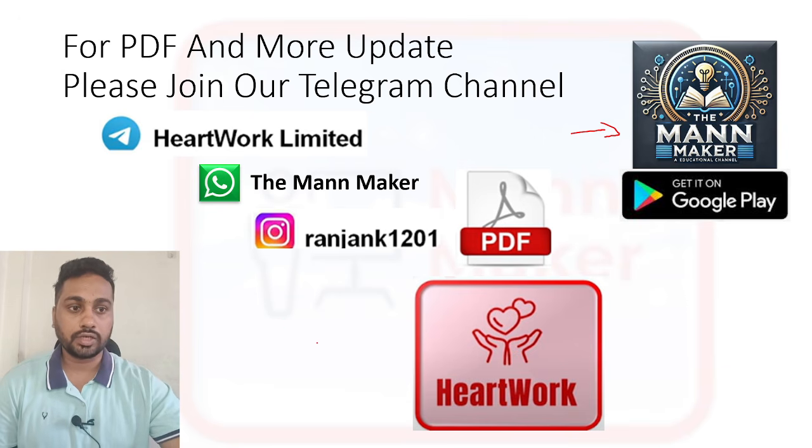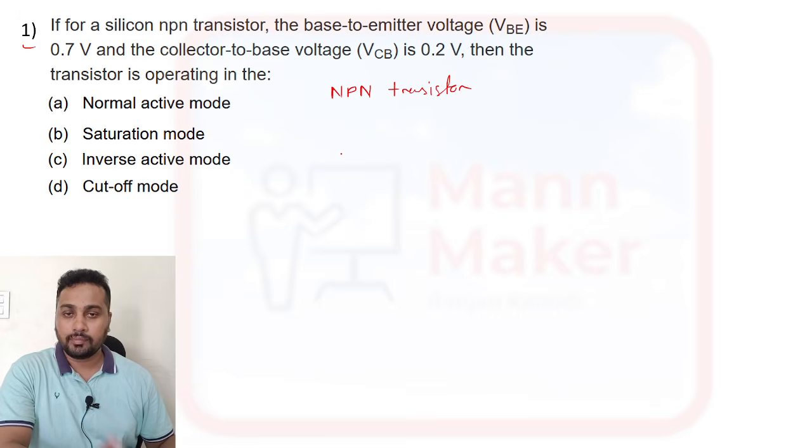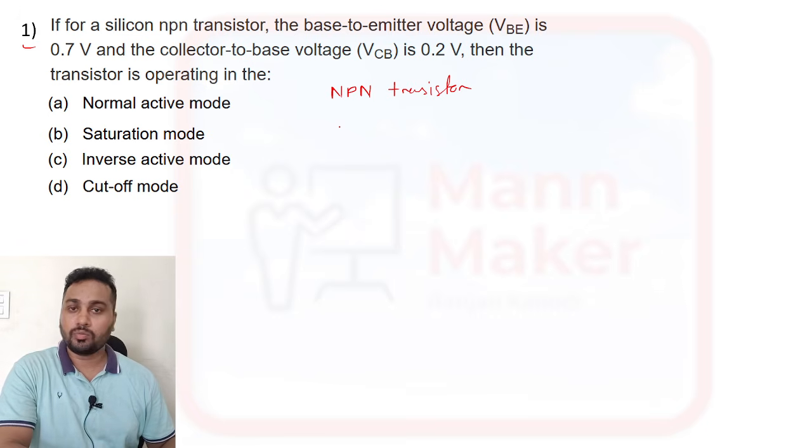Okay, so we'll start. If for a silicon NPN transistor, the base to emitter voltage is 0.7 volt and the collector to base voltage is 0.2 volt, then in which region is the transistor operating, they are asking. So if you talk about an NPN transistor, when biasing happens, it has four kinds of regions or modes, operating regions you can say.